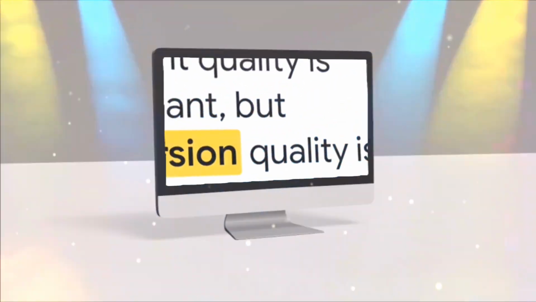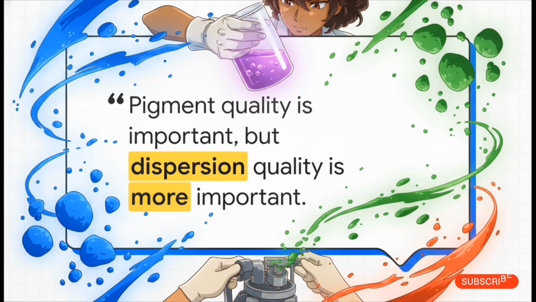This perfectly brings us to an ultimate industry truth. Pigment quality is important. Absolutely, no one is denying that. But dispersion quality? It's even more important. Listen to this. An average pigment with excellent dispersion will almost always outperform a premium, super expensive pigment that suffers from poor dispersion. It's not just about what you're buying, it is entirely about how you process it.